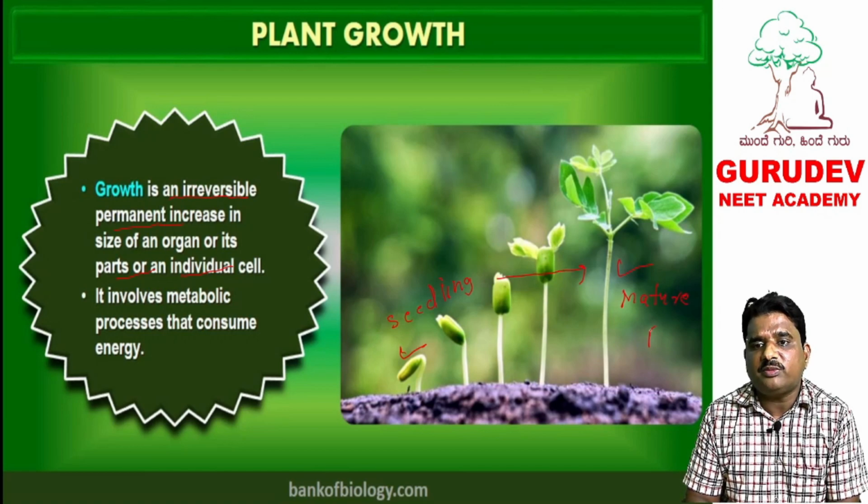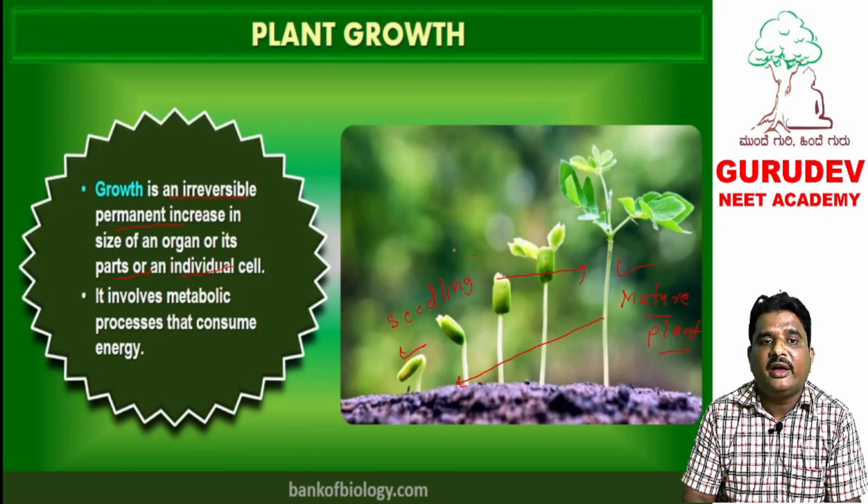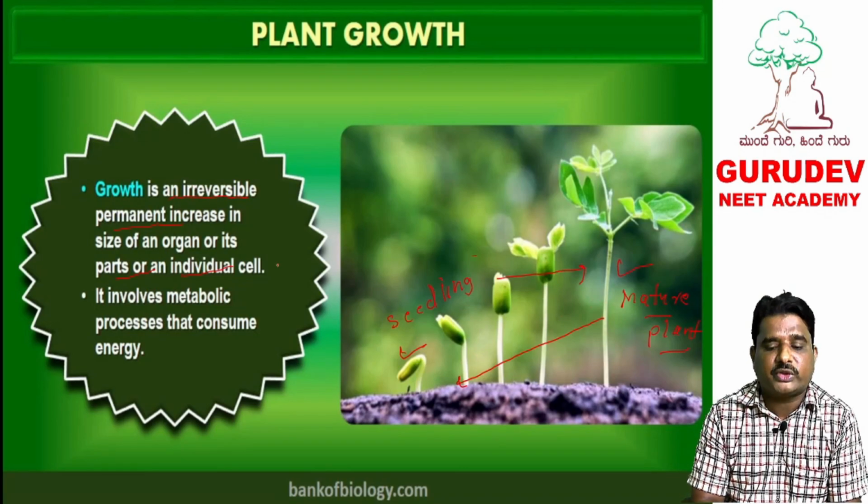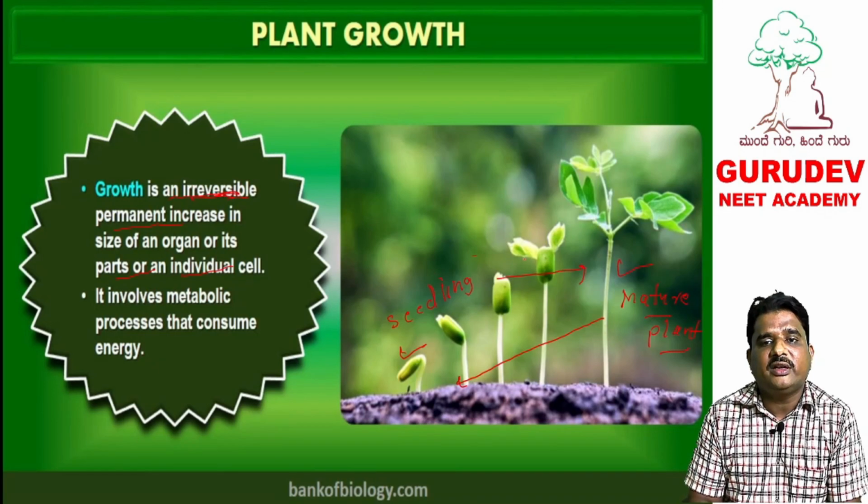Remember, when this plant becomes mature, it does not again become a seedling. So a seedling is converted to a mature plant, and a mature plant does not again become a seedling. That means once a seedling is converted to a mature plant, it remains a mature plant. That's why growth is an irreversible process. It cannot be reversible. Once it increases, it does not further decrease. That's why growth is an irreversible process.